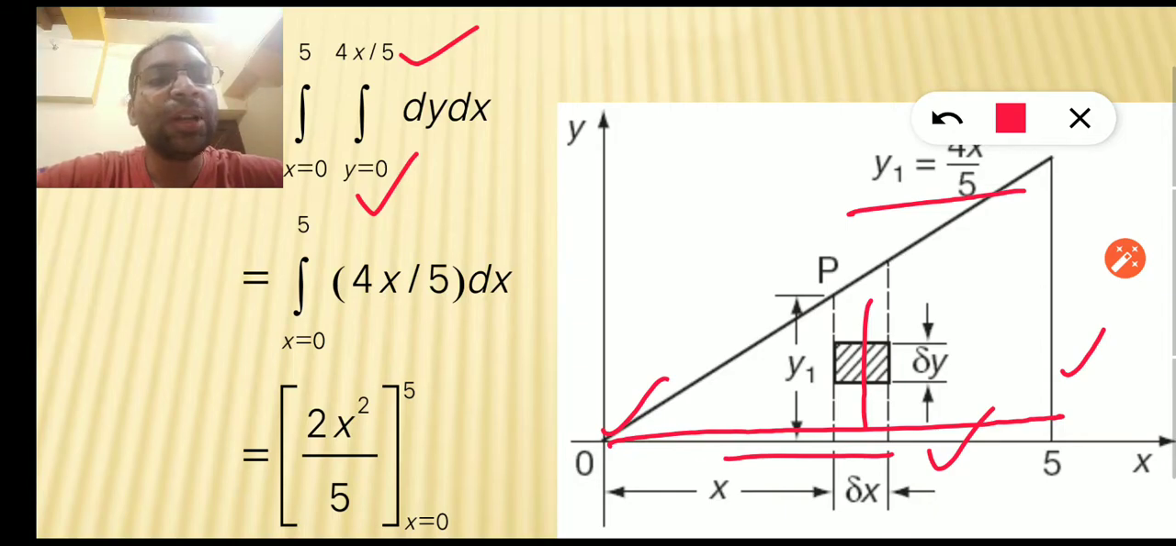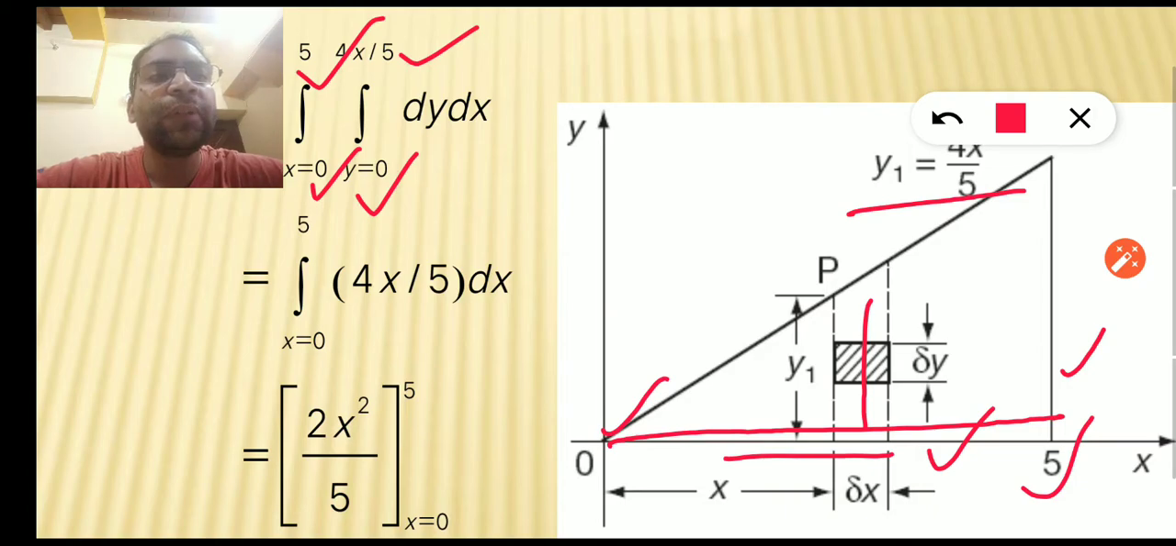So the lower limit of the strip will be 0, and the upper limit will be 5. So we will mention 5 here. So we have found the lower limit of the dx as 0 and upper limit of x as 5. Now we have got all the formulas, all the limits, upper and lower limits. Now we need to evaluate this integral.